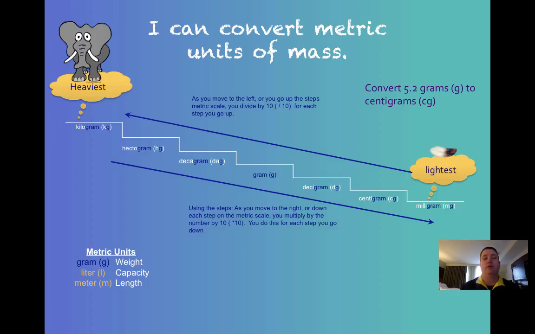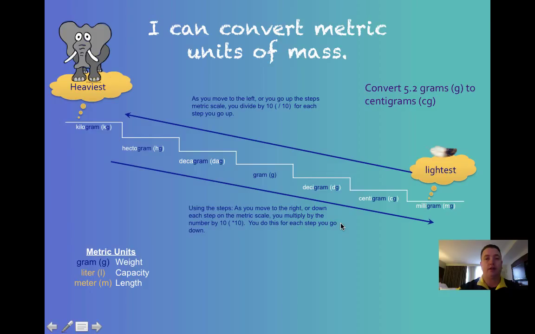Now there are many of you who probably are already doing this naturally, but another way to think about this when we're converting grams to centigrams is I can just look and see how many steps I'm going to go down. So I'm going to go 1, 2 steps down. That tells me I'm going to move my decimal point 2 spaces. If I do that, I should have 520 centigrams when I'm done.